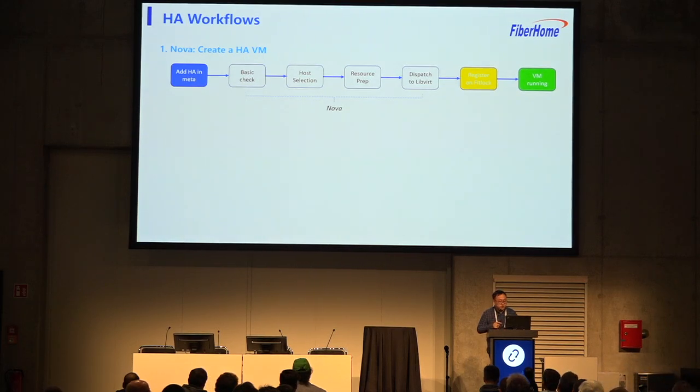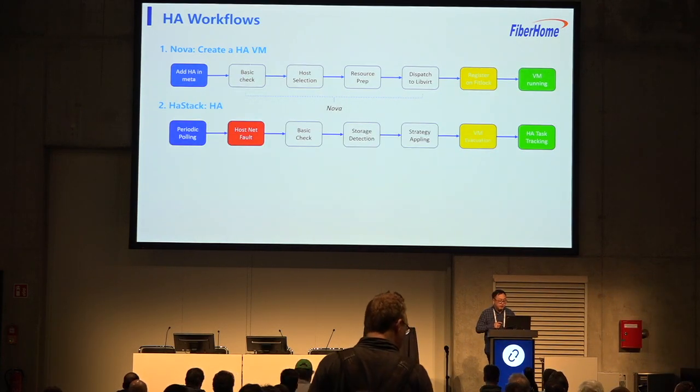So after introducing the scenarios, let's see the workflow of several HA actions. The first one is creating an HA VM. Similar to the common VM creation process in Nova, you only need to add HA's metadata when you create an HA VM. And then Libvirt will go to FitLock to register the VM before it's running.